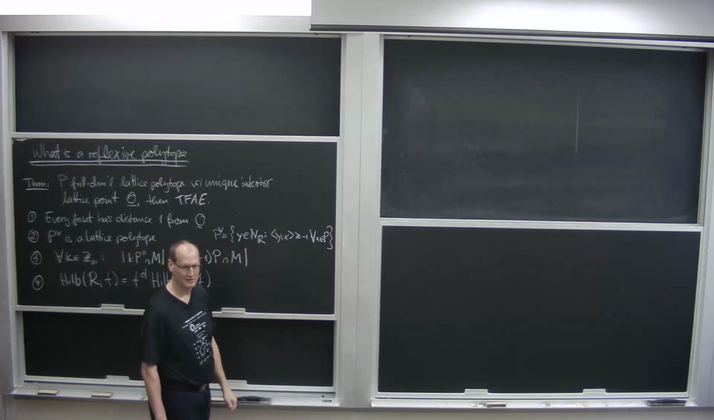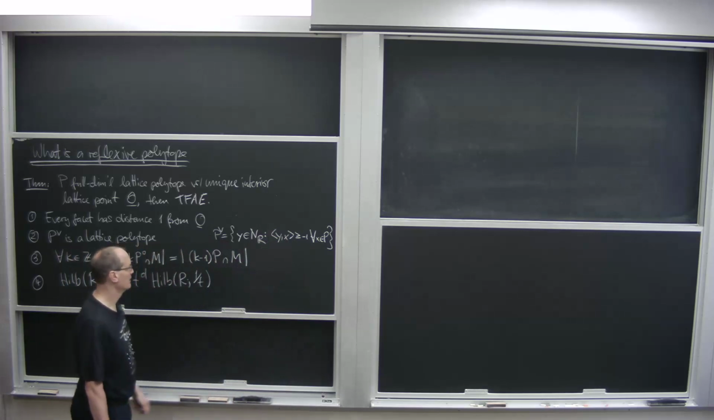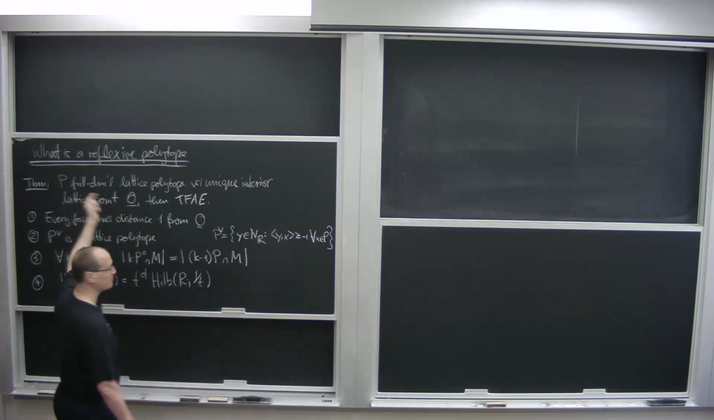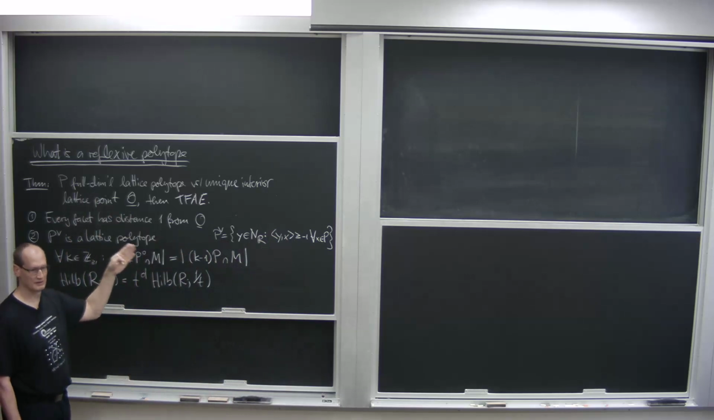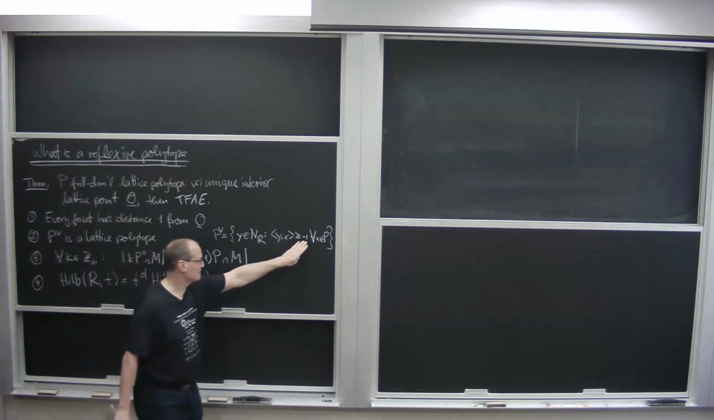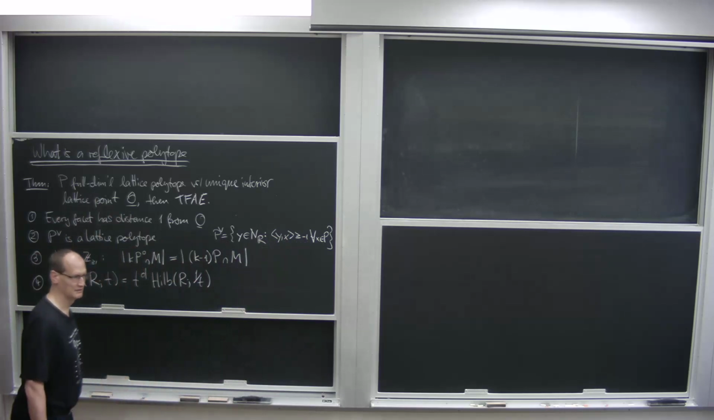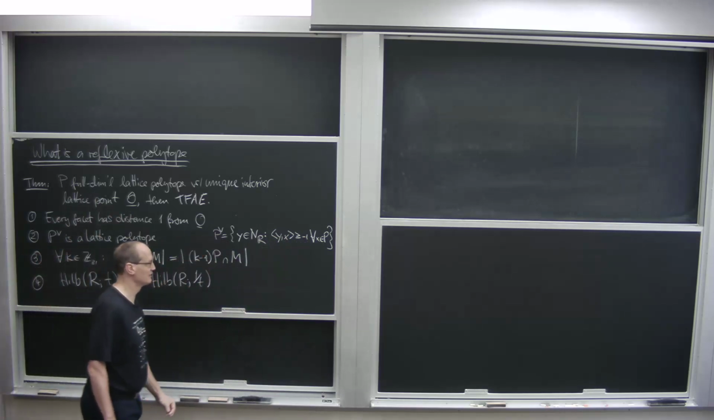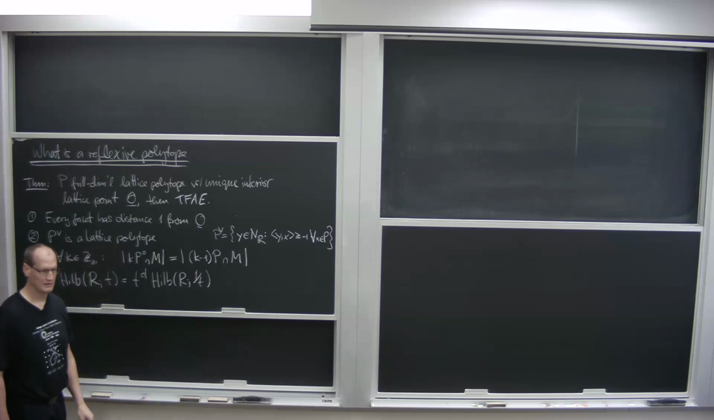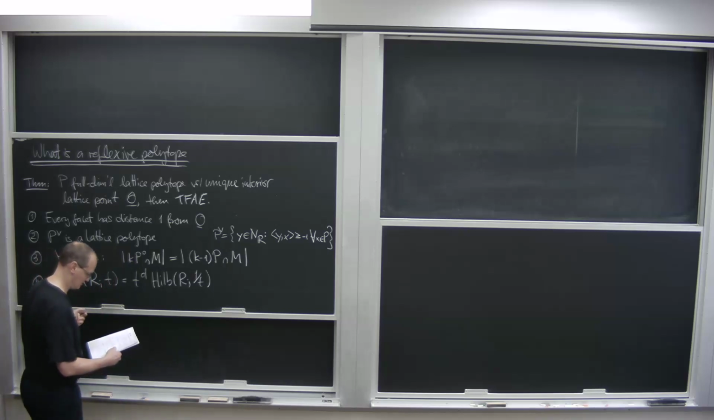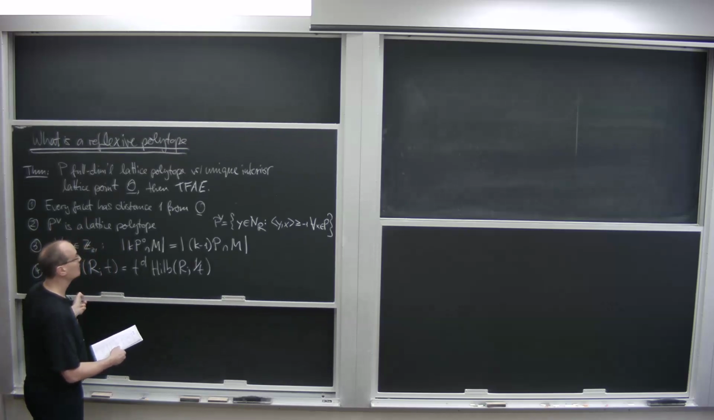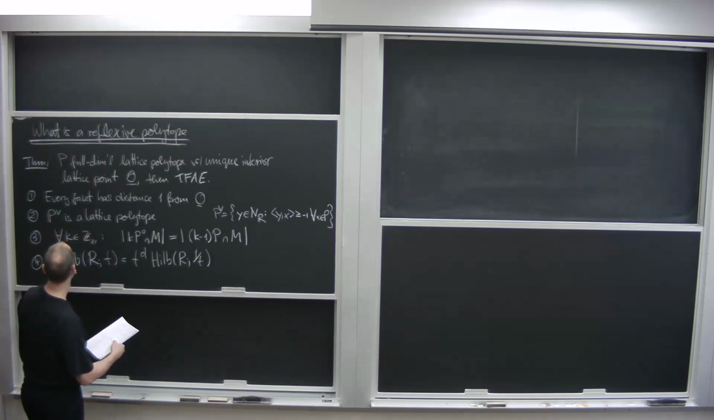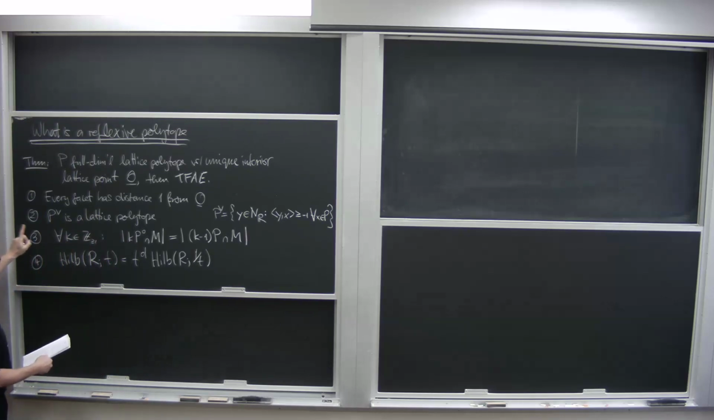Certainly the origin satisfies all these inequalities. And we know that P is given by linear inequalities. I normalize all the right-hand sides to 1, and in that sense, this is the set of all valid inequalities. And we will see a little bit about that.